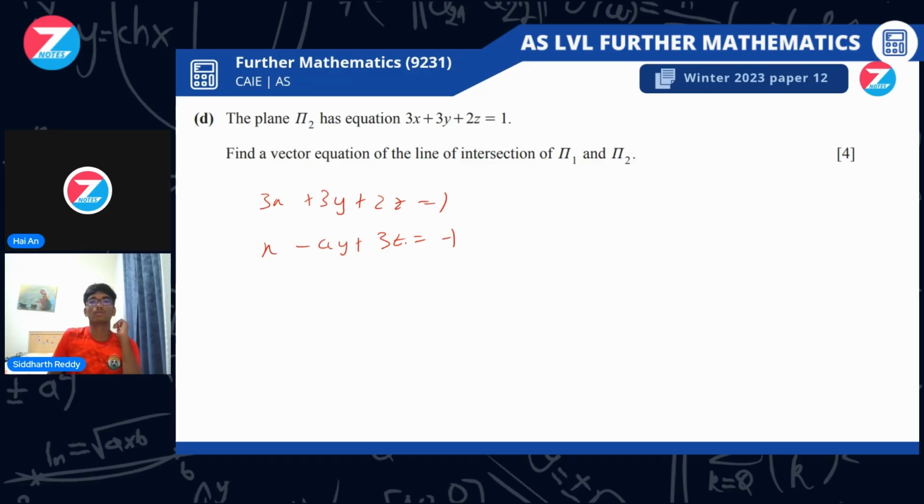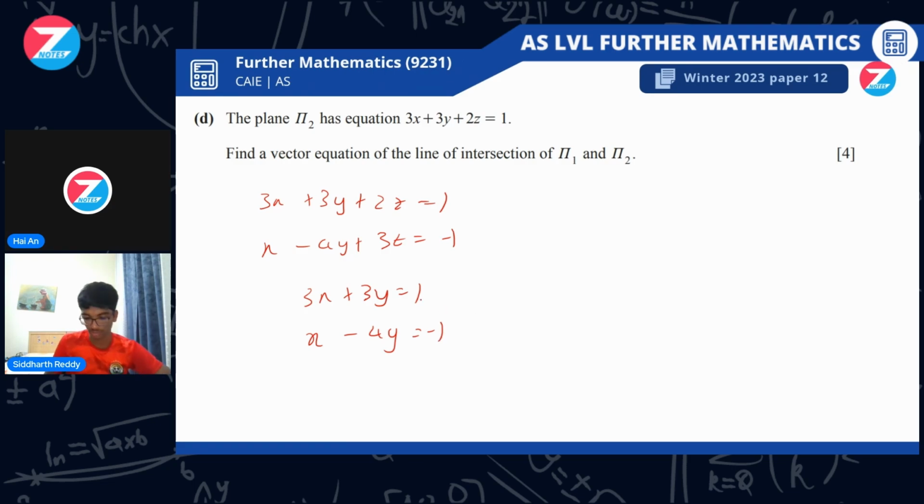So here what we can do is just take, for example, any of the variables to be equal to 0 and take it into a simultaneous equation. So for example, let's take z as equal to 0. So we get 3x plus 3y is equal to 1 and x minus 4y is equal to minus 1.